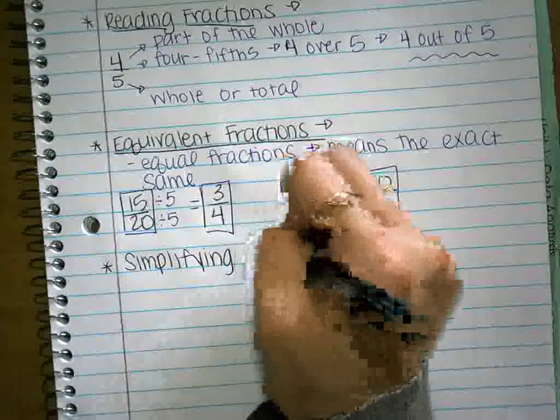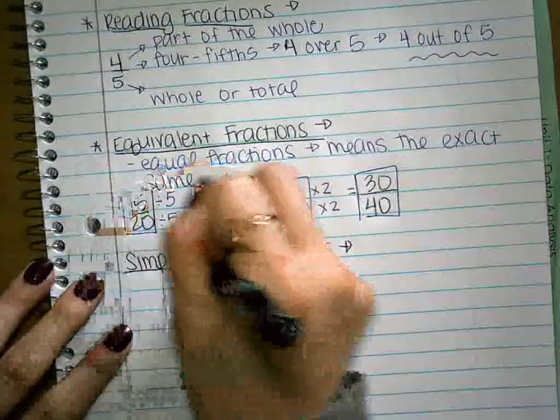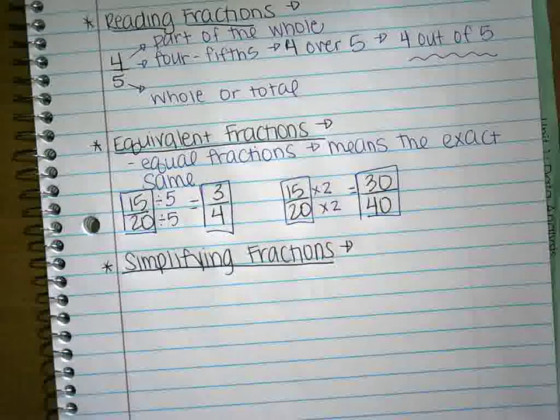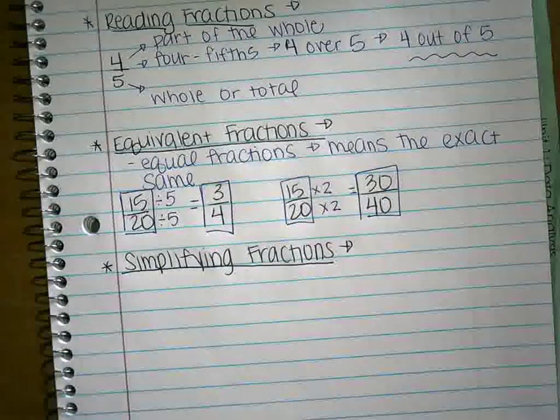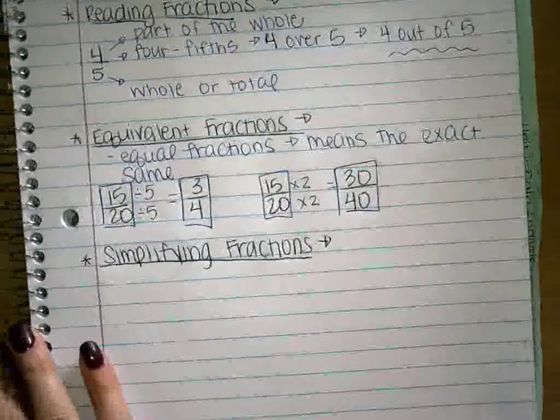Fractions must always be in simplest form. No matter what, put it in simplest form. It's one of those unwritten rules. It's always there. Always put it in simplest form. How do I put something in simplest form?